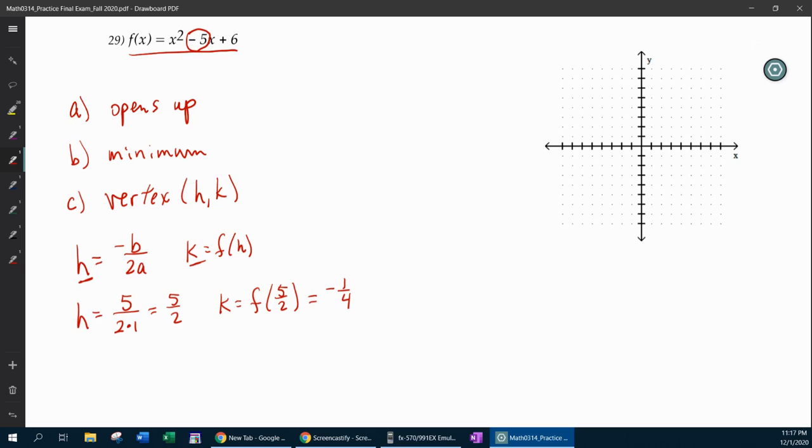And you probably need to show that work. So here we go. The answer for part C, as an ordered pair, is going to be 5/2, comma, negative 1/4.